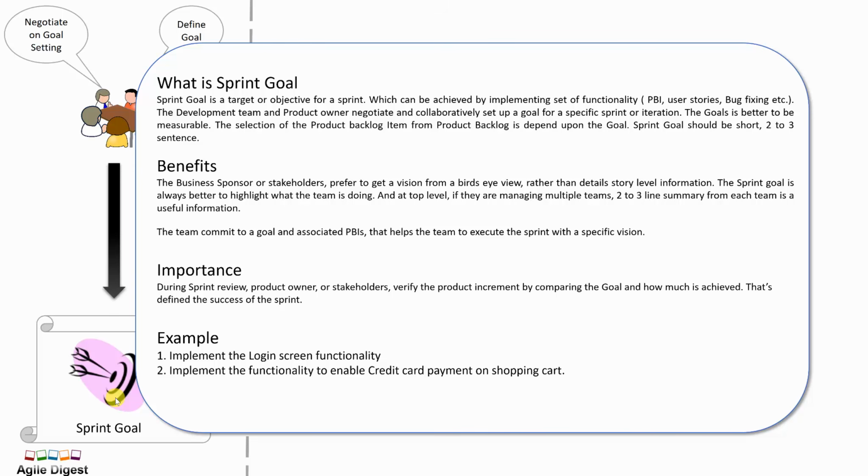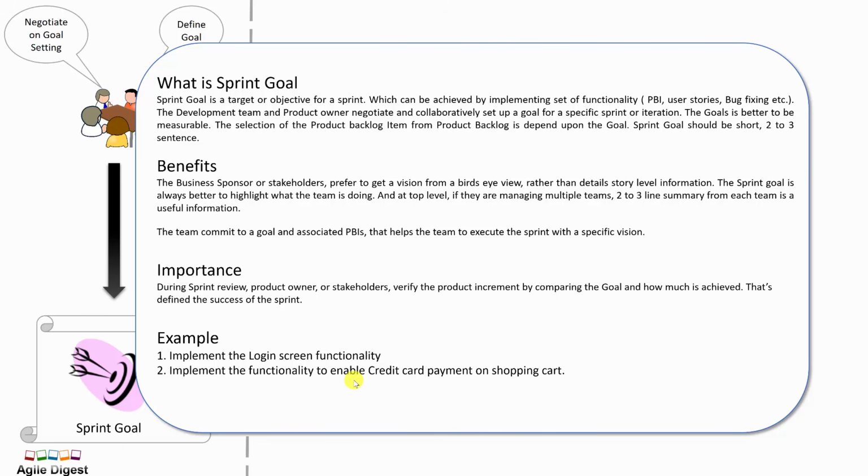Also, this sprint goal is reviewed at the time of sprint review. When the sprint is ending, we have a sprint review meeting. We verify what our goal was and how much we have achieved from this sprint. A few examples that I can give: implement the login screen functionality. That's very high level, and that particular sprint goal is mentioned in your ALM, or print it and put it on your physical board, keep it somewhere visible. Another example is implement the functionality to enable credit card payment on the shopping cart.